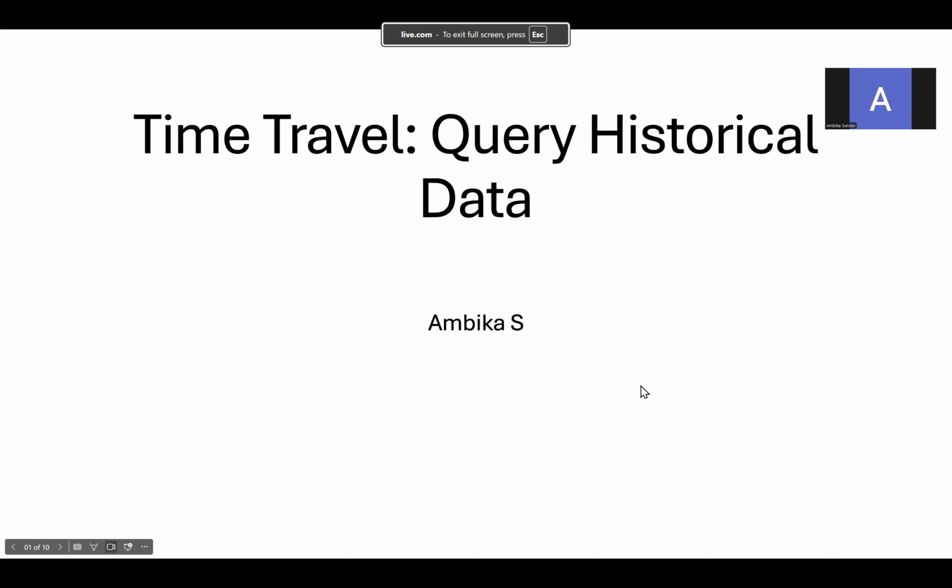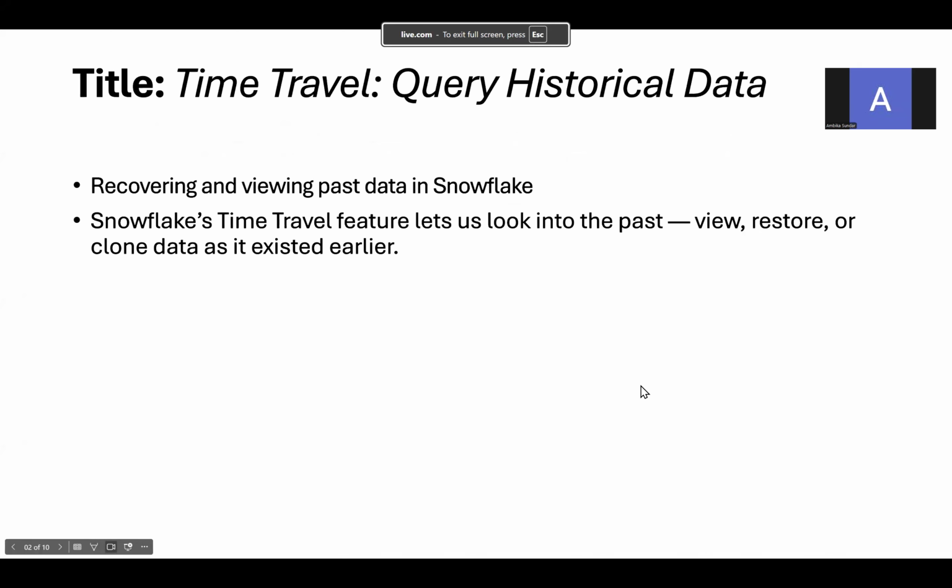So what is time travel query historical data? It is mainly used for recovering and viewing the past data in Snowflake, and Snowflake's time travel features let us look into the past. So using Snowflake's time travel features, how are we going to look into the past data? We are going to view the data, restore the data, or clone the data as it existed earlier.